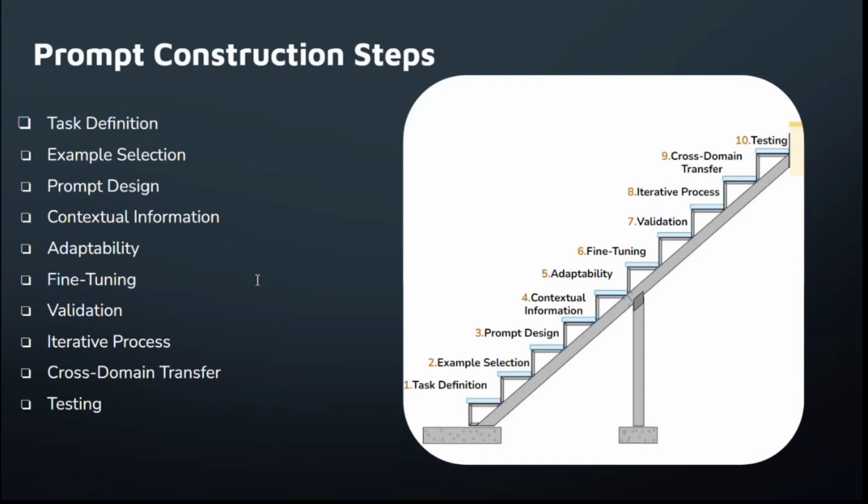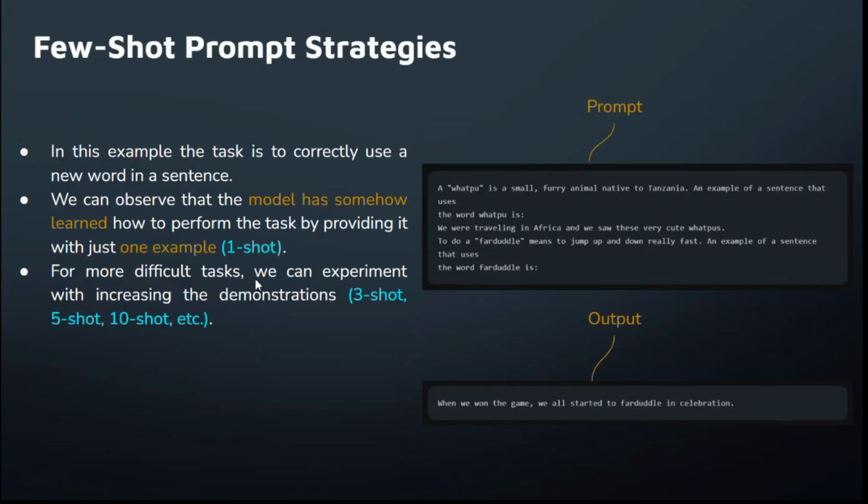not stopping here. After that, we have some other features like cross domain transfer. Yep, that's part of the deal as well. Lastly, we test and see these prompts in action. So hold on to your hats because here is a cool trick. Let's say we want the model to use a new word in a sentence. We give it just one example, one shot, and it magically gets it.